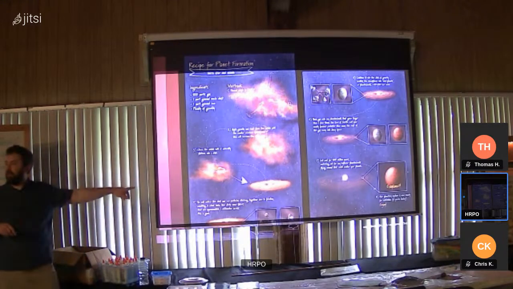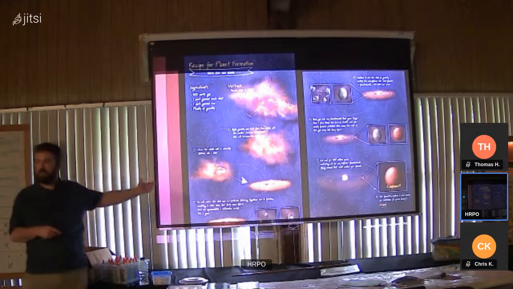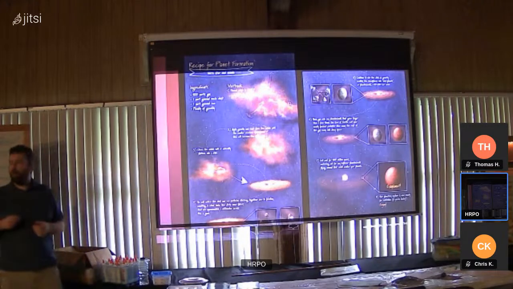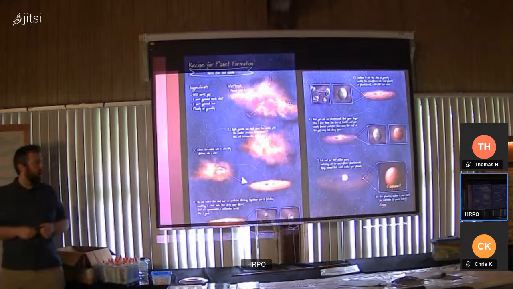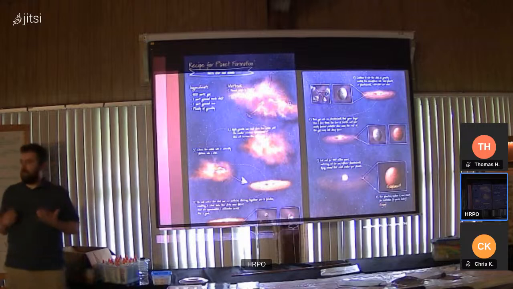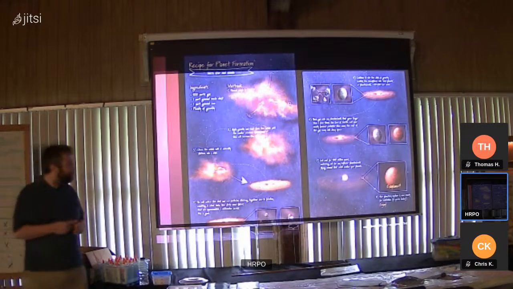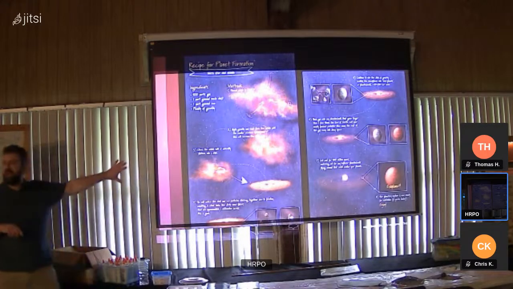In that 10 million years, the star turns on. It starts fusing hydrogen in its core. It starts releasing a lot more energy, and that light will blow away the gas and basically halt the planet formation at the stage of it, once it reaches that time limit, basically. And so that's a challenge.